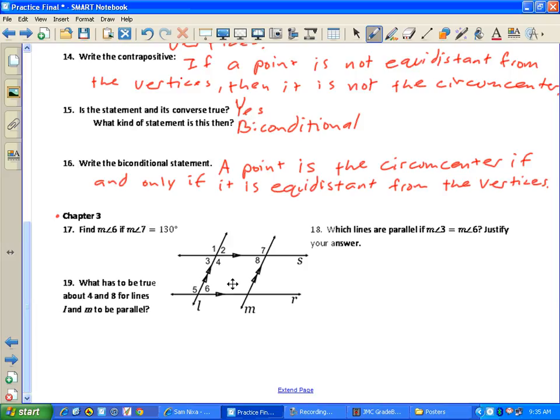So I need to find the measure of angle 6, which is here, if I know that this is 130 degrees. Well, if that's 130, I could say angle 3 is 130 because they're alternate. Nope, they're not. I could say angle 1 is 130 because they're corresponding, which makes angle 4 130 because they're vertical. And angle 4 and angle 6 are consecutive interior, so they're supplementary, which makes angle 6 50 degrees.